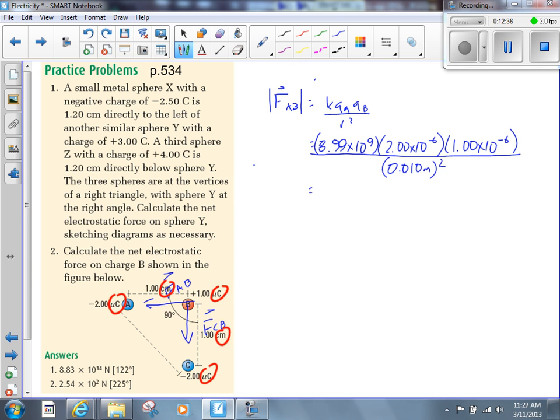Someone's got to have that by now. What is the value of that? 79.8? 179.8 newtons, thank you. All right, so that's a relatively straightforward part of the question, right? Just calculate the force between two charges, which is exactly what we were doing Wednesday, Thursday of last week. Let's get the force of C on B, which is equally as straightforward.